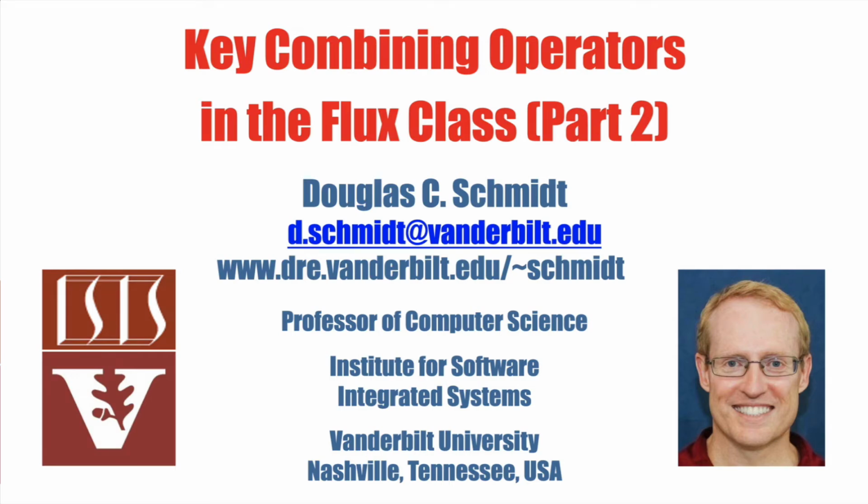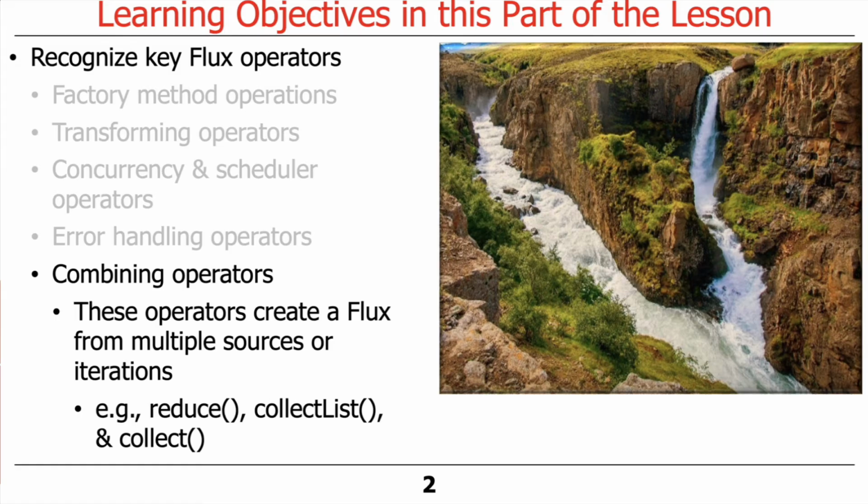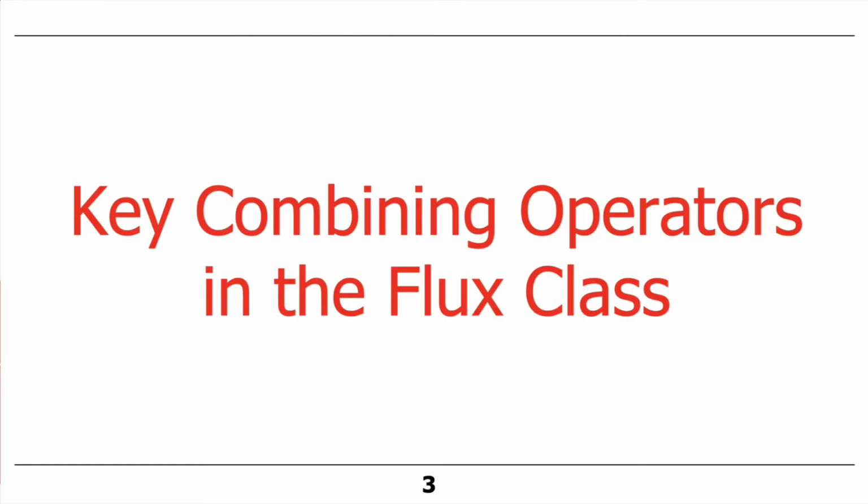So now what we're going to do is talk about some other combining operators that are defined in the Flux class. We've talked about some before. Now we're going to talk about some more. And we're going to talk about reduce, collect list, and collect. And as you might surmise, these operators create a flux from multiple sources and typically they'll create something like a mono or something that consolidates everything together.